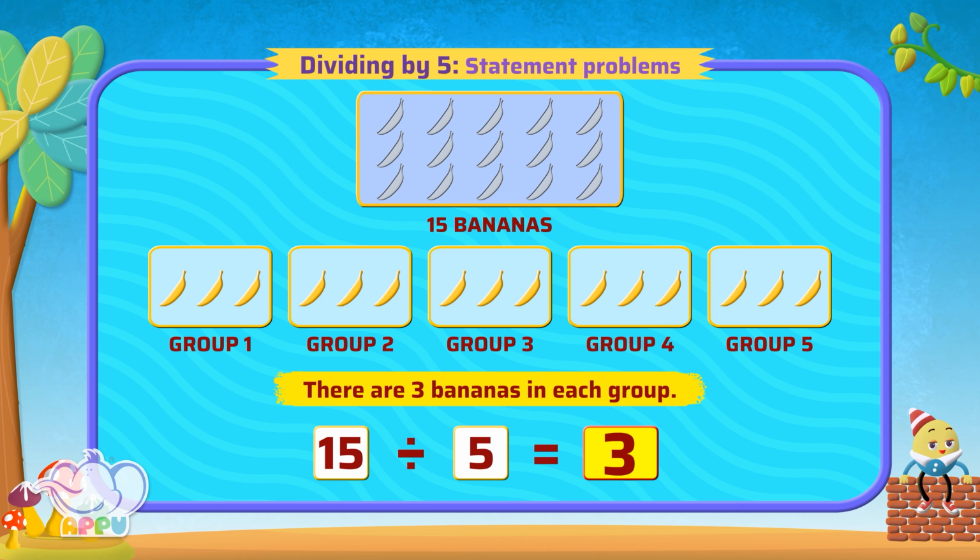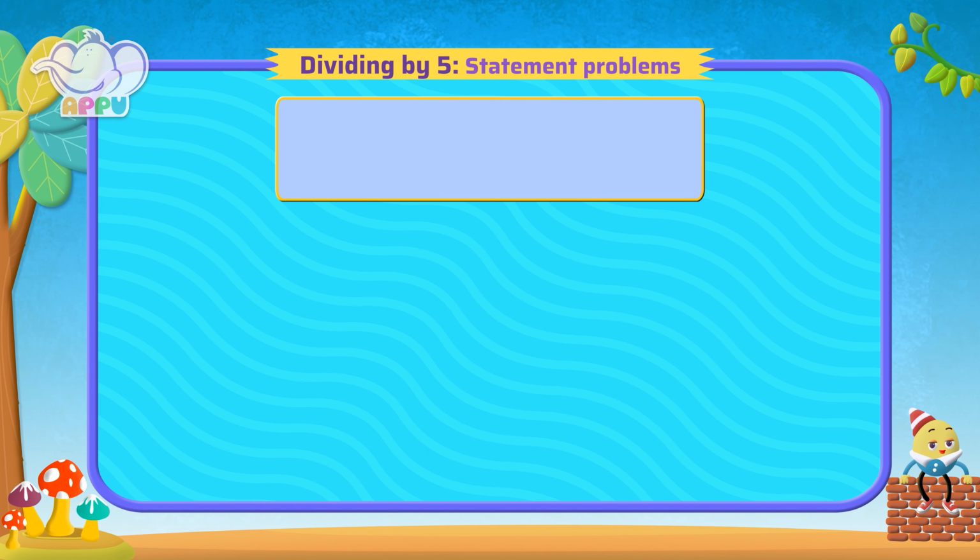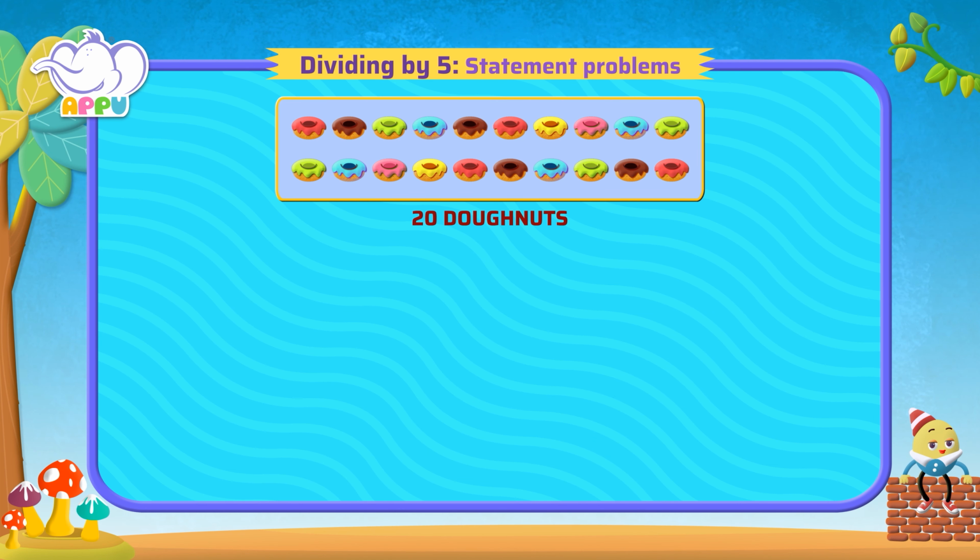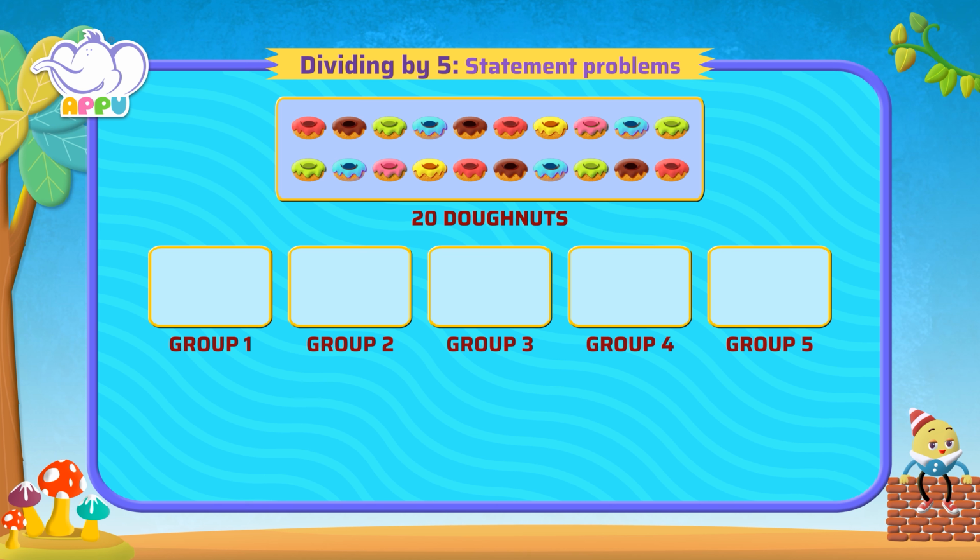Exactly right! There are 20 donuts. We have to divide these in 5 groups. How many donuts are there in each group?